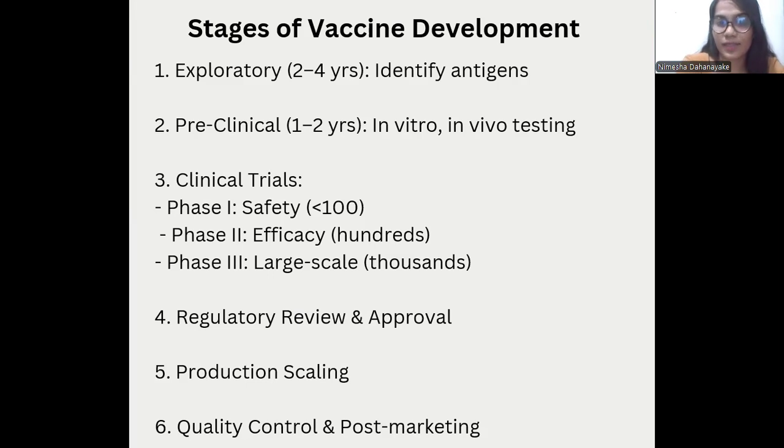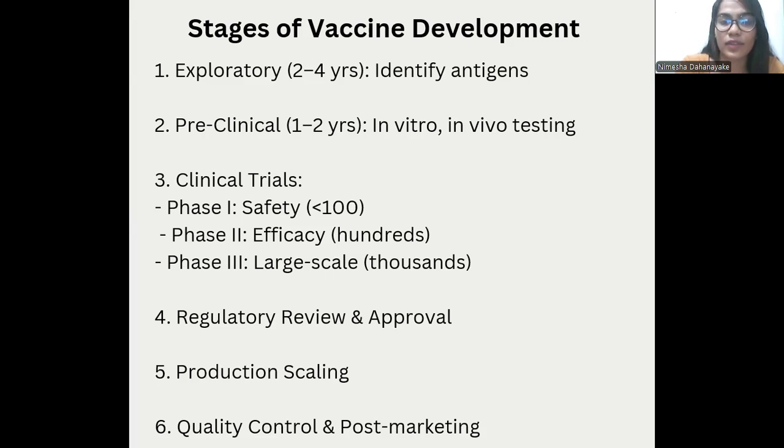Making a new vaccine is a long process that has many stages. Let's walk through each step. First one, exploratory phase. This is the research stage. Scientists spend 2 to 4 years identifying a good antigen to target. Second one, preclinical phase. Third one, clinical trials. It has three phases: phase 1, phase 2, phase 3.